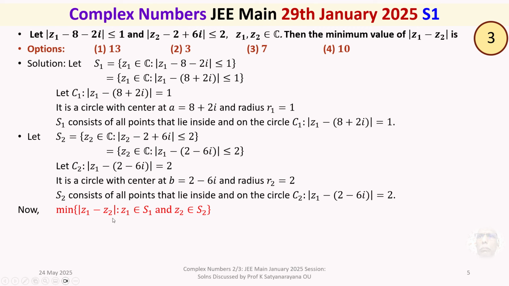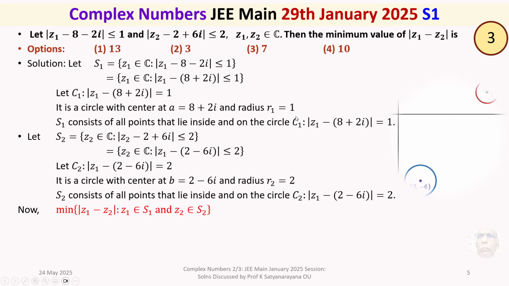What is the modulus of Z1 minus Z2? That is the distance between Z1 and Z2. How many distances will you get? Infinitely many. For all of them, you have to consider the minimum. That is the concept. But how do we get it?